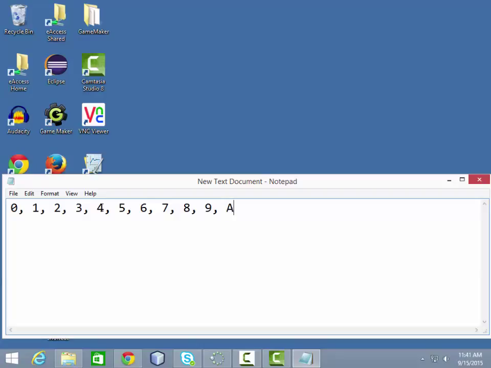For 10, they use A. 11 is B. 12 is C. 13 is D. 14 is E. 15 is F. And then, since you're in base 16, remember, whatever base you're in, you can't show that number with a single symbol, so you have to put a 0 in and carry the 1. So 1 0 in base 16 is 16. Just like 1 0 in base 2 is 2.